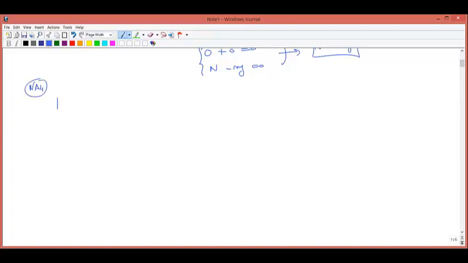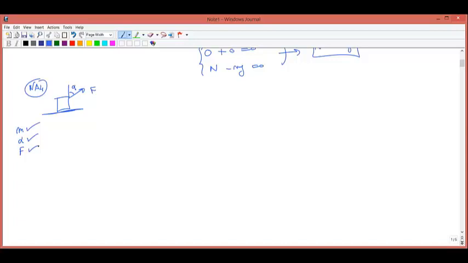This time we have an object on a horizontal surface again, but it is being pulled by a force F, whose direction is given to us from the vertical direction. Let's write down everything we know. We know the mass, we know alpha, and we know the magnitude of the force.